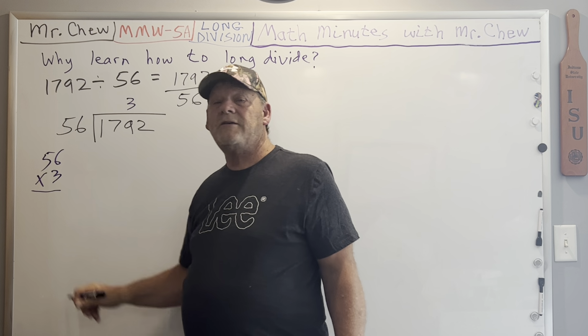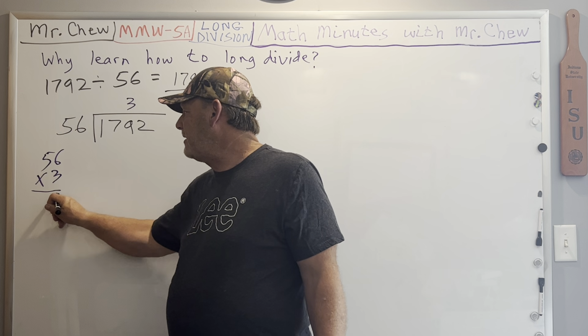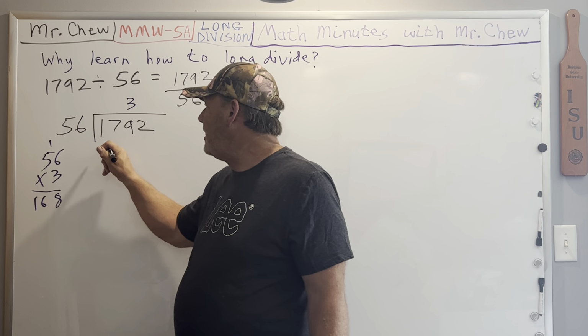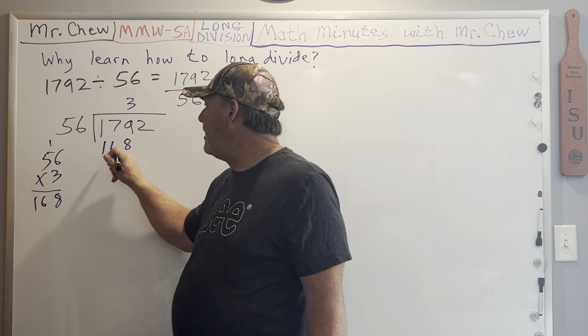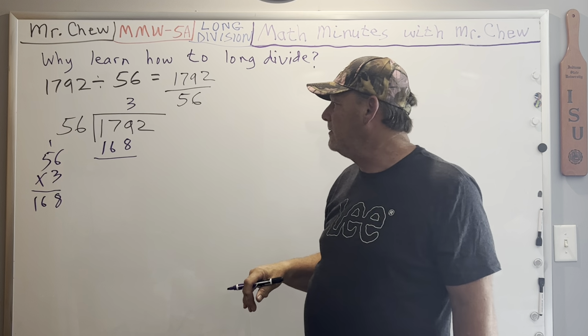Now I take 56 times 3, and I'll just stack this up because it's just a skill that's kind of lost. 3 times 6 is 18, carry the 1. 3 times 5 is 15, plus 1 is 16. And I write the 168 underneath the 3 digits that I divided the 56 into.